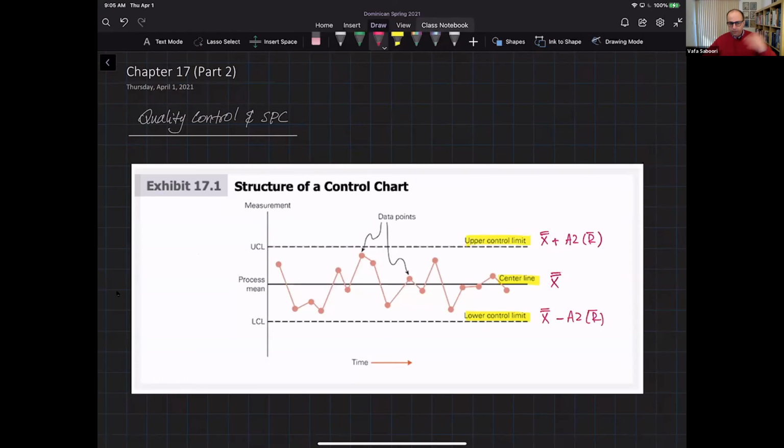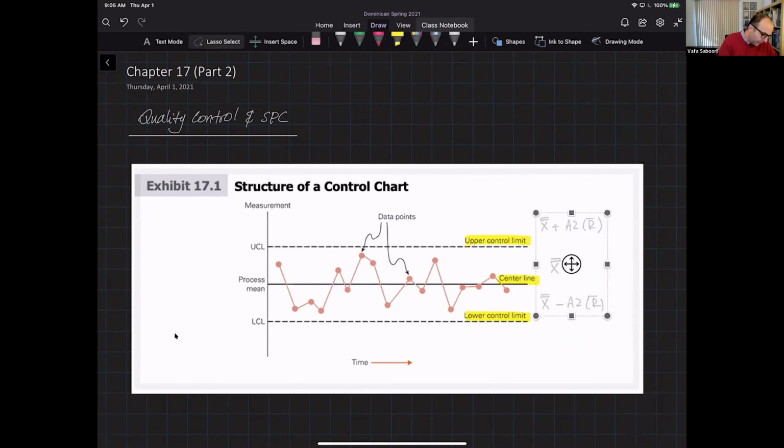And then we did this manually, and also used the template and also built it in Excel ourselves. The template that we used also had the capability of building the R chart. So for the R chart, if you remember, let me move this a little.